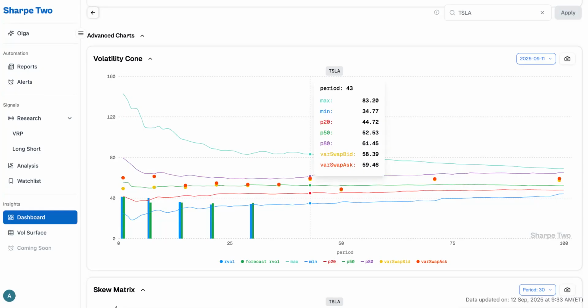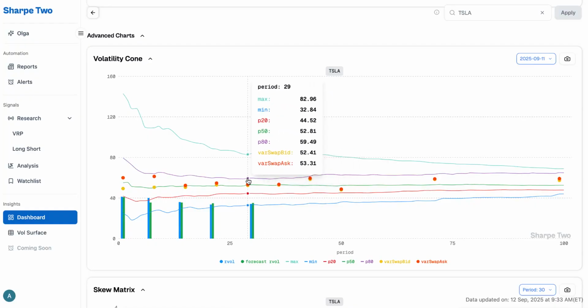You have a lot of statistics, max, min, and we don't compute the forecast at 43 days. It doesn't really make any sense. But once you're here, you can use that forecast here at 30 days and then compare it to where the market is currently trading, and that's given by the VAR swap bid and then the VAR swap ask.